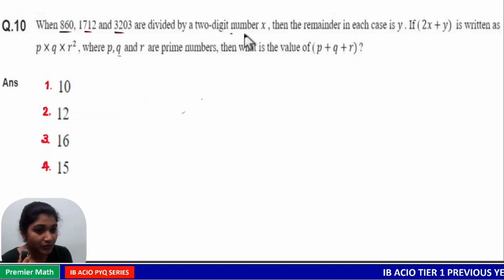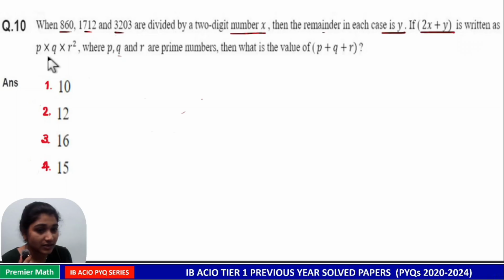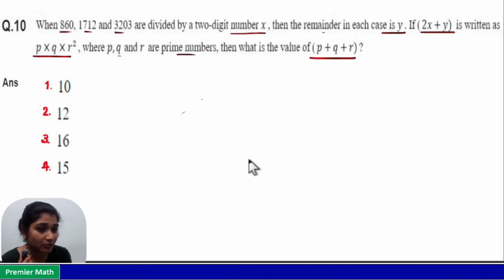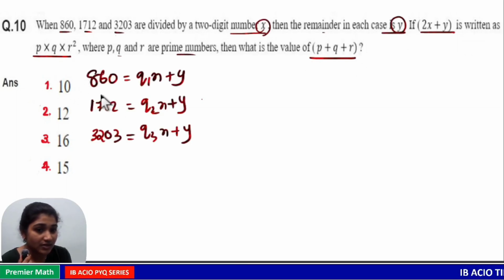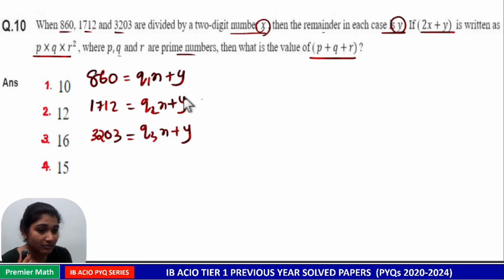When 860, 1712, 3203 are divided by a 2-digit number x, the remainder in each case is y. To express 2x plus y, it is written as p q r square, where p, q, r are prime numbers. Then what is the value of p plus q plus r? Here the remainder and divisor are common. In that case, each of these numbers we can write as quotient into divisor plus remainder. Then x and y are common terms.